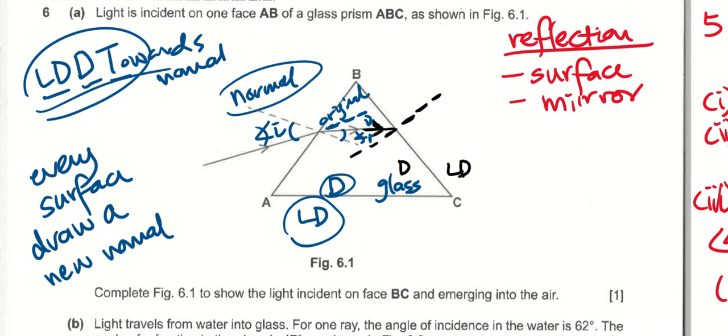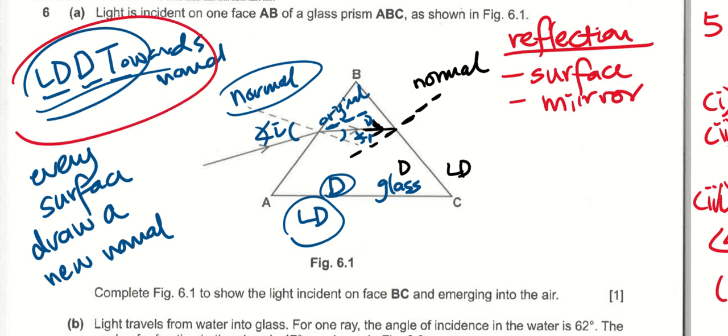So if it's going from denser to less dense, it must bend away. But I only ask you to memorize this because I don't want you to memorize both DLDA and the other one. Denser to less dense, it bends away. Then you will be confused. So just memorize one. And if it's going from denser to less dense, then you just reverse. Okay, I hope you understand what I'm saying.